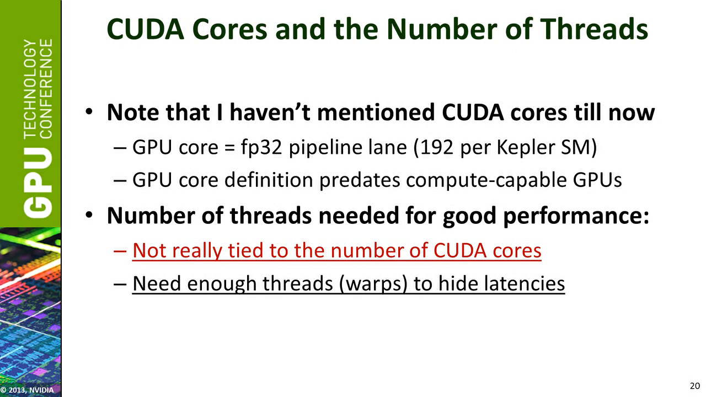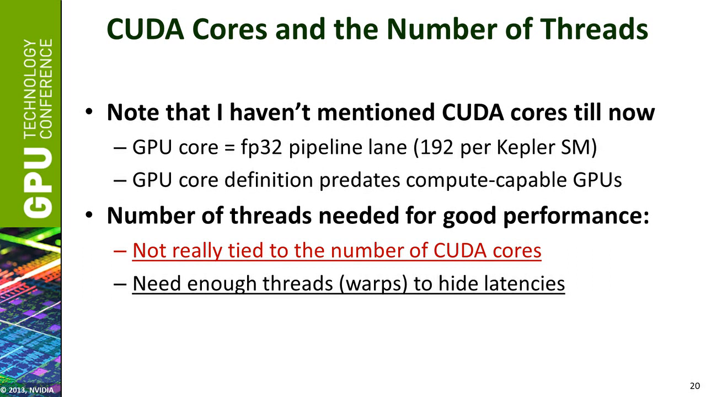But oftentimes I see people make a mistake. Let's say they look at a Kepler SM, they say, well, it has 192 CUDA cores, and the entire chip has 2,600 CUDA cores. And then they go with their experience on the CPU and say, I need 2,600 threads to keep this GPU busy. If you do that, in the vast majority of the cases, you will not be exposing enough parallelism to the GPU. You'll be stalling and waiting on latencies. So keep in mind that a GPU core, not just on NVIDIA GPUs, is a single precision floating point pipeline.